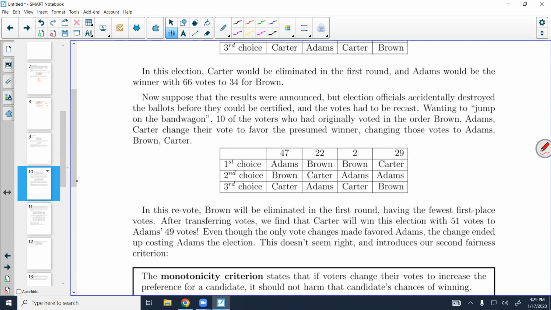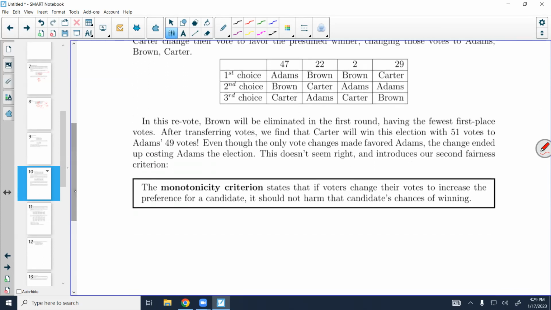Really bizarre stuff. Again, that's why you have to know how the votes are determined, how the winner is determined in advance, because it's easy to change it. That brings us to our next one, the monotonicity criterion, that states if voters change their votes to increase the preference for a candidate, it should not harm that candidate's chances of winning.